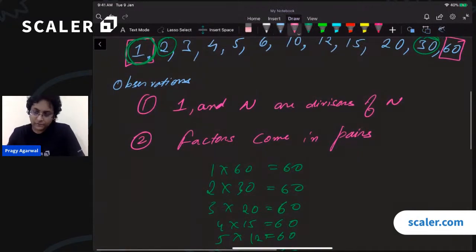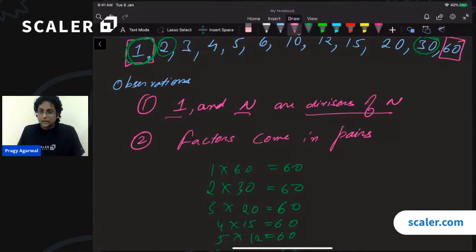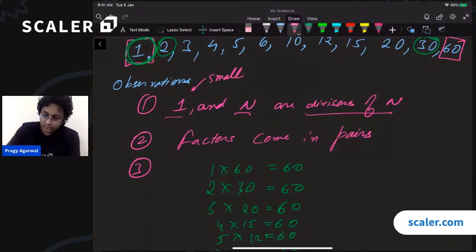So the first observation was that 1 and n are divisors of n. There is one hidden observation over here, right? Let me mark this as the third observation. And that observation is there are no divisors that are less than 1, and there are no divisors that are greater than n, right? So 1 is the smallest divisor and n is the largest divisor. Does that make sense?